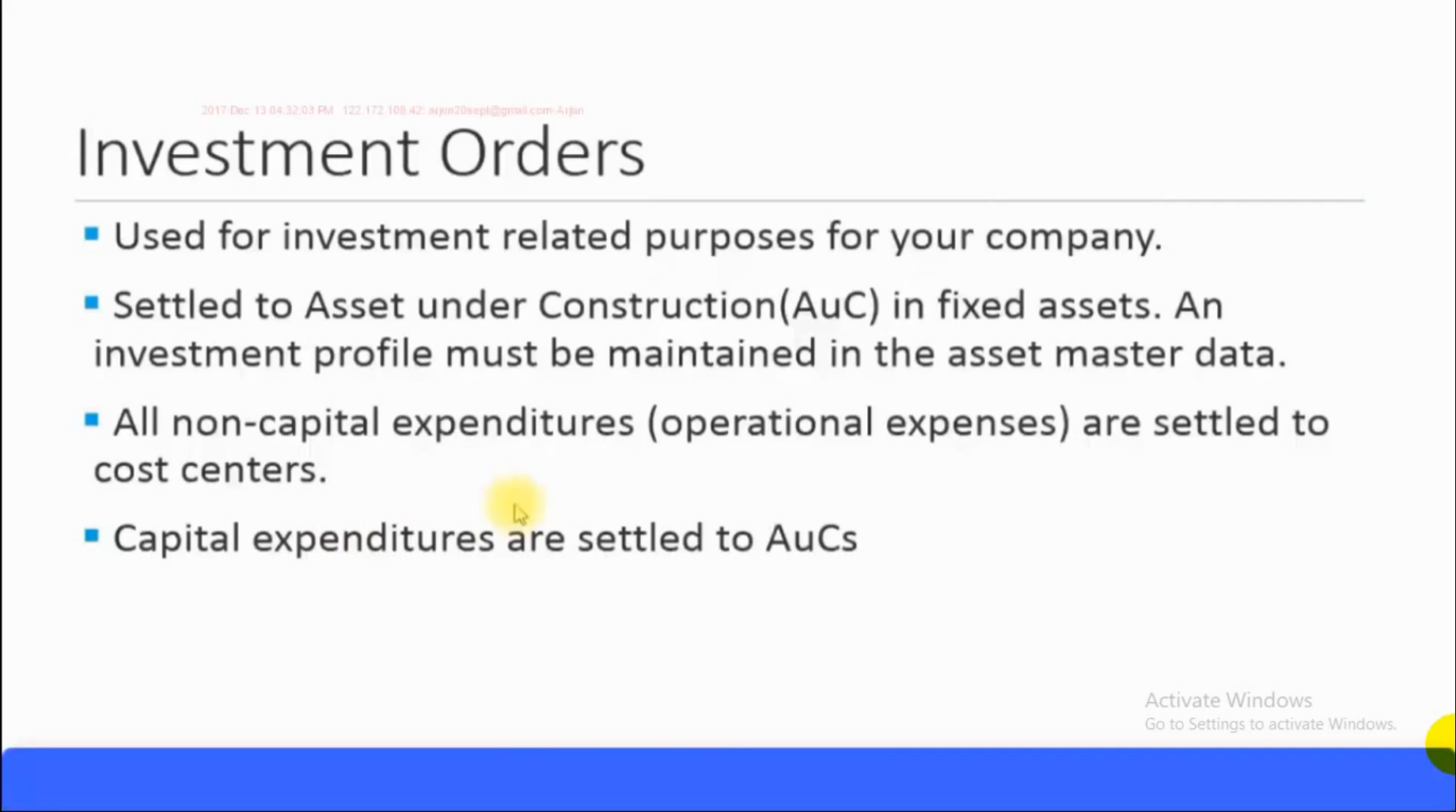And of course, capital expenditures are settled to an asset under construction type of asset, which has zero depreciation till it becomes a fixed asset, and then only the depreciation starts to work. These are some of the properties of investment orders.